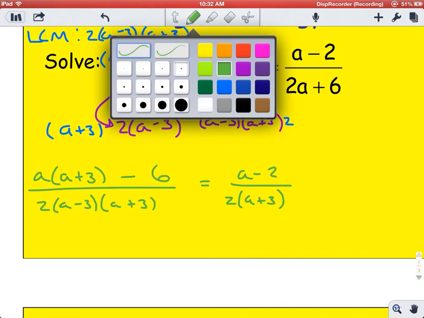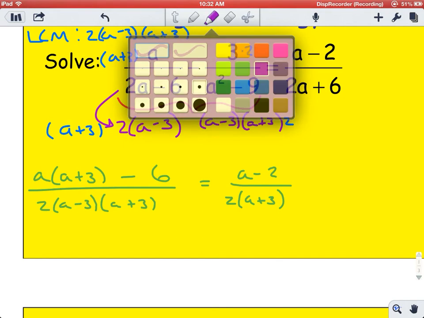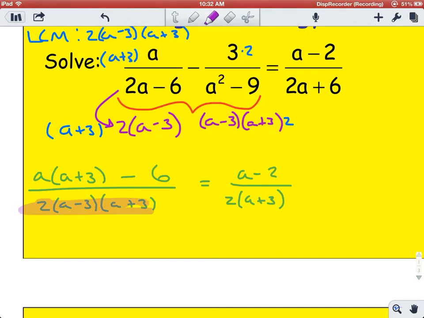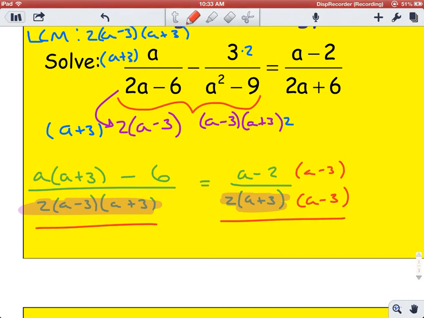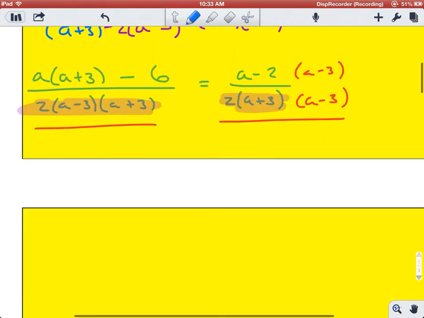the easiest way to do a problem like this is to get both of these denominators to match, because remember that when both these denominators match, then I can sort of forget about them. I don't care about them anymore. I can just set the numerators equal to each other. And so what I want to do now is multiply top and bottom by a minus 3. And that's going to allow these two denominators to be the same. So let's take a look at that down below here.